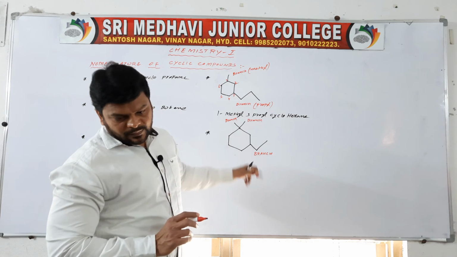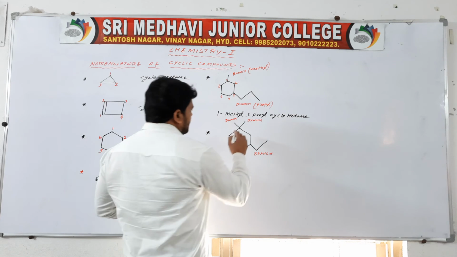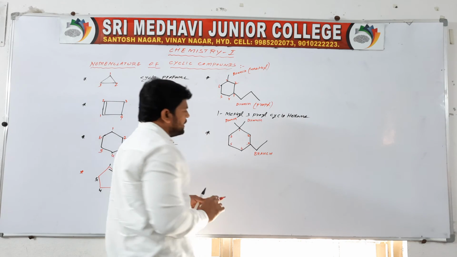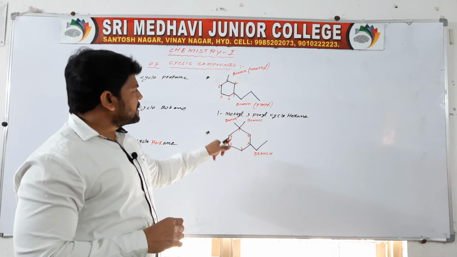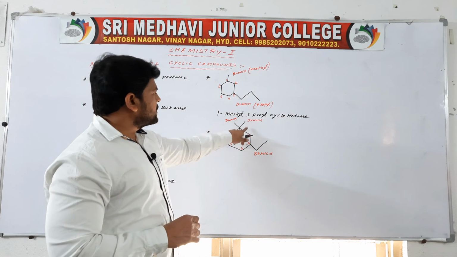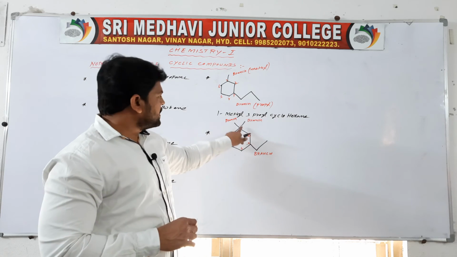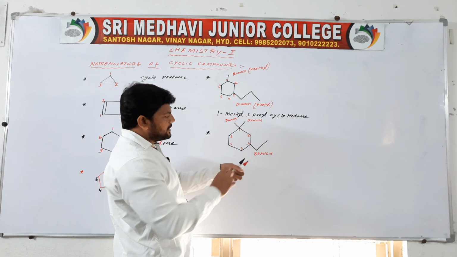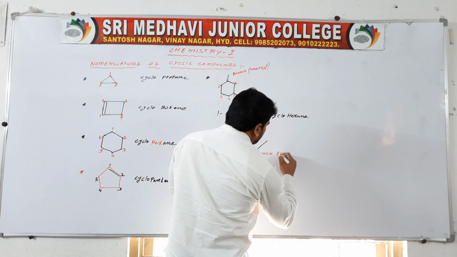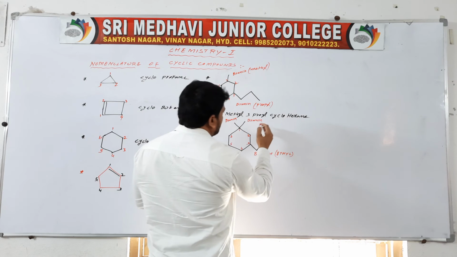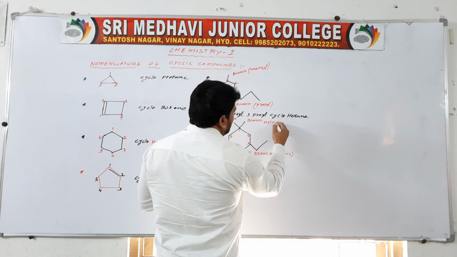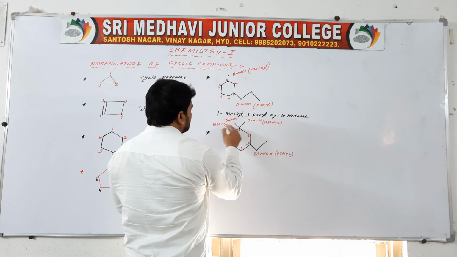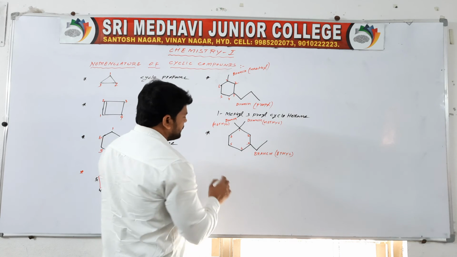1, 2, 3. Okay, see here 1, 2, 3, 4, 5 and 6. So which comes first? It is an ethyl group, it is a methyl group. Which comes first? Ethyl, in alphabetical order. This comes first. So 3 ethyl.